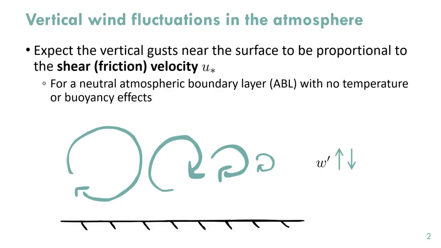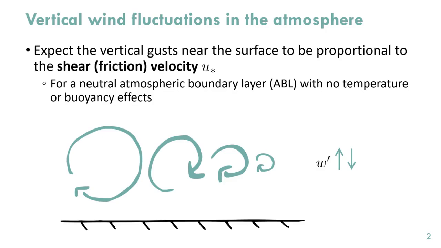The topic of this presentation is vertical wind fluctuations in the atmosphere. Here we are considering the simplest case of a neutral atmospheric boundary layer. So we have a uniform temperature profile without any effects from temperature or buoyancy on the turbulence.